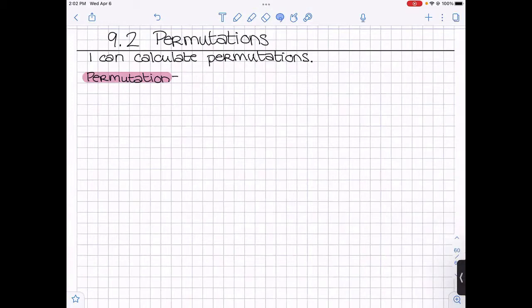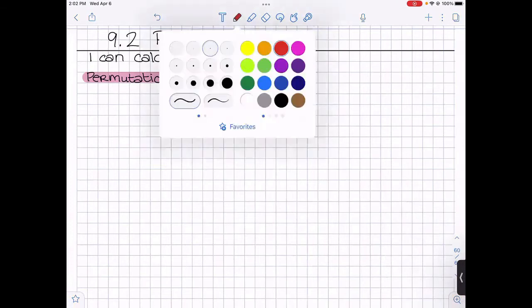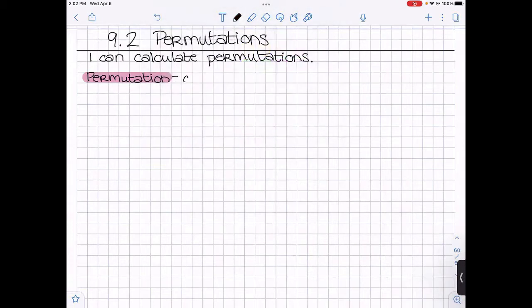A permutation is choosing items from a list when the order in which you choose the items matters.